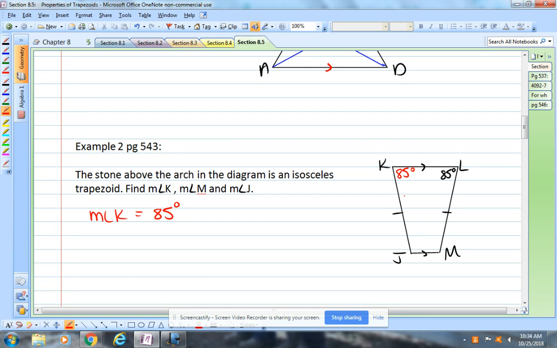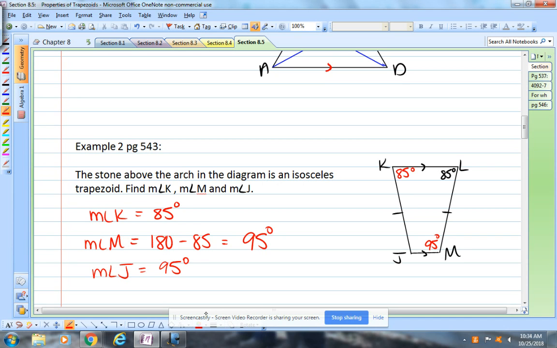Consecutive interior angles, right? And what do we know about consecutive interior angles? They're supplementary, right? They make a linear pair. They're 180 degrees. So if I want to find the measure of angle M, I would say 180 minus 85. How much? 95 degrees. And if the measure of angle M is 95 degrees, what's the measure of angle J? 95 degrees, because they are base angles with each other. And base angles are congruent in an isosceles triangle.